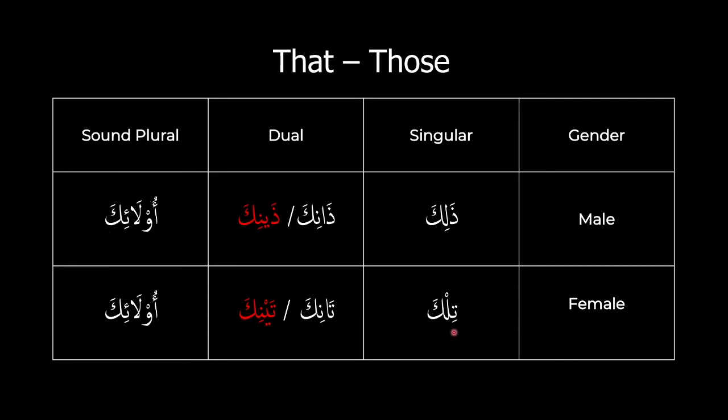And then we have tilka if you're pointing to something that's feminine and singular. And then we have thanika, if you want to point to something that's feminine and dual. And we have tainika, which is the nasab and jar version. And then we have ulaika if you want to point to something that's feminine and plural. And you should definitely spend some time memorizing this chart.